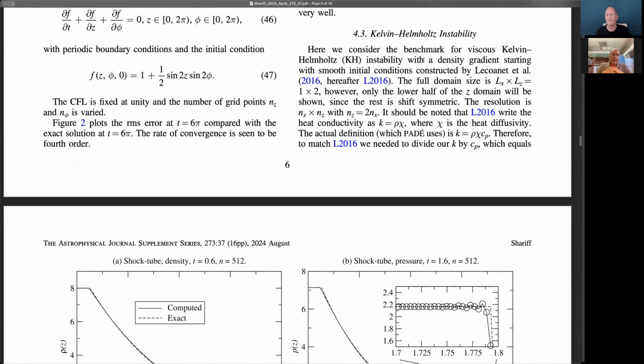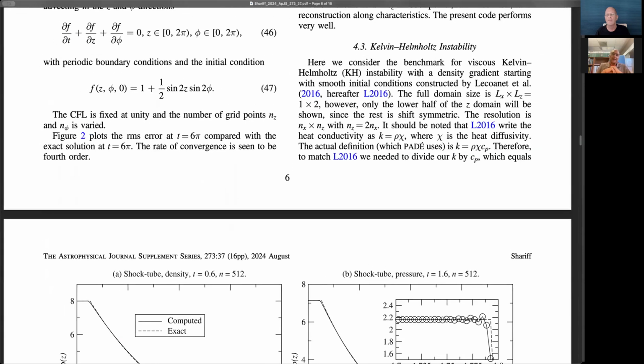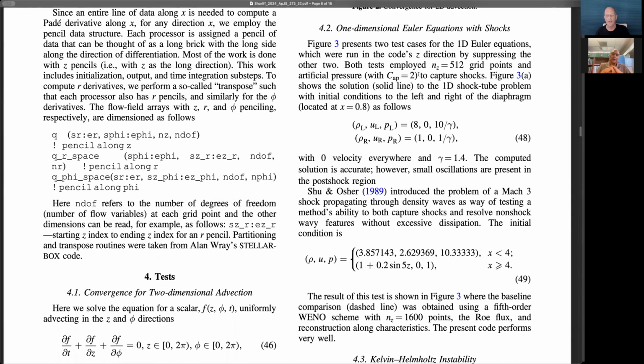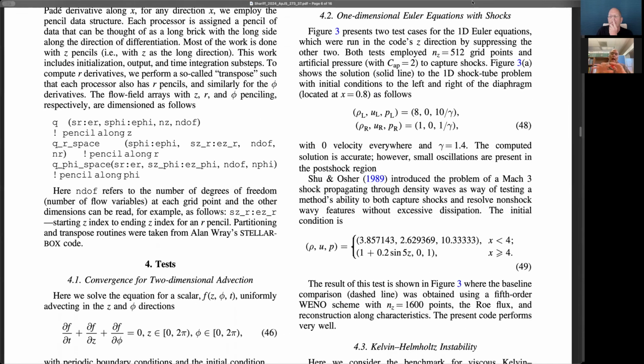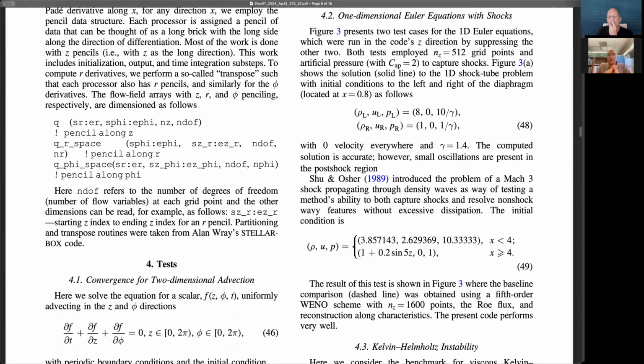By the way, is that the one that comes next? I don't want to. No, skip. The next one was actually a shock, Euler shock. So let's actually do the shock.